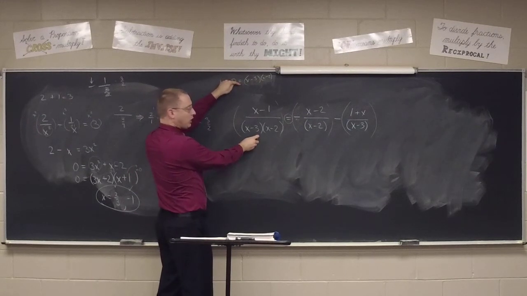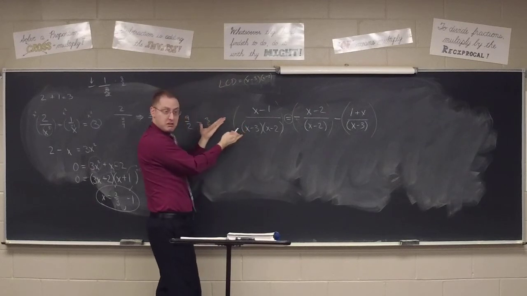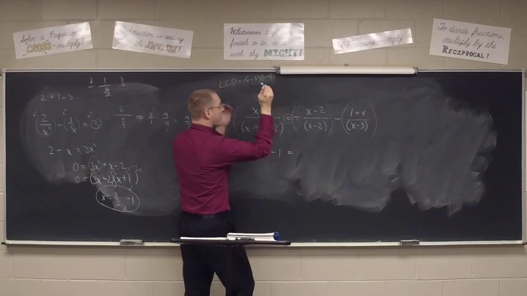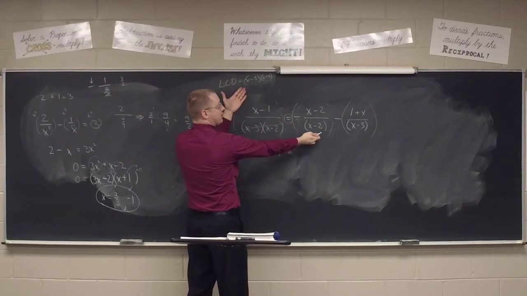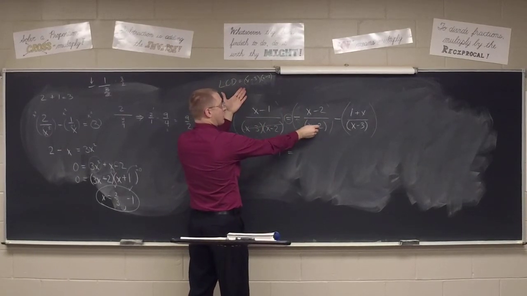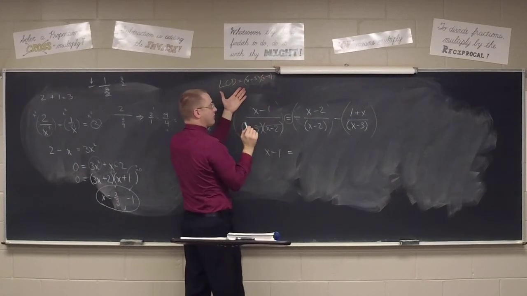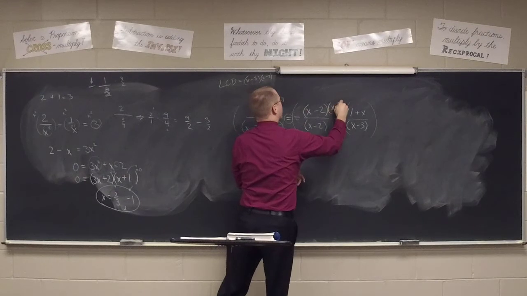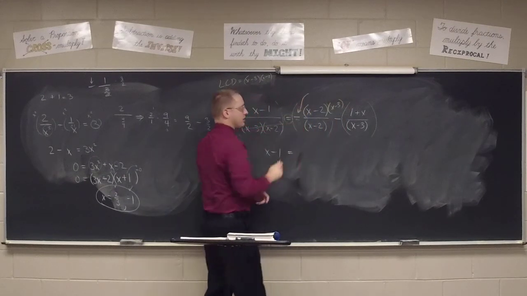x - 3, x - 2. All of it. So would I multiply anything? No, I would just keep x - 1. Right here, I would cancel the x - 2, but I would still have x - 3, and so that has to be multiplied. I also have to remember the negative.